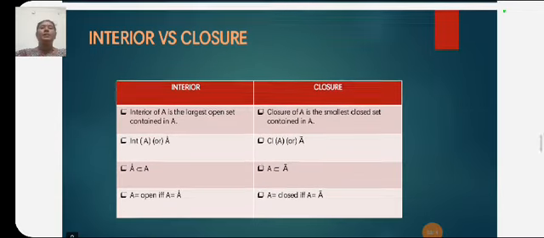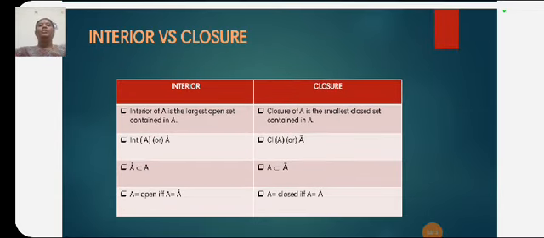Interior versus closure. We can compare interior and closure. First one, interior of A is the largest open set contained in A, whereas closure of A is the smallest closed set containing A. Next, interior is denoted as int A or A circle, and the closure of A is denoted as Cl A or A bar. Next, interior of A is contained in A, and A is contained in A closure. Next, A is open if and only if A is equal to A interior, and A is closed if and only if A is equal to A closure.